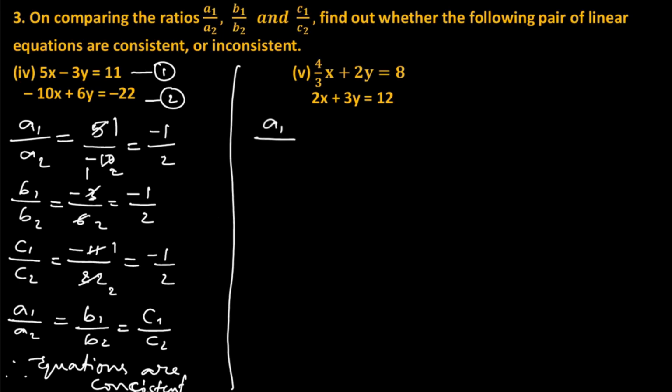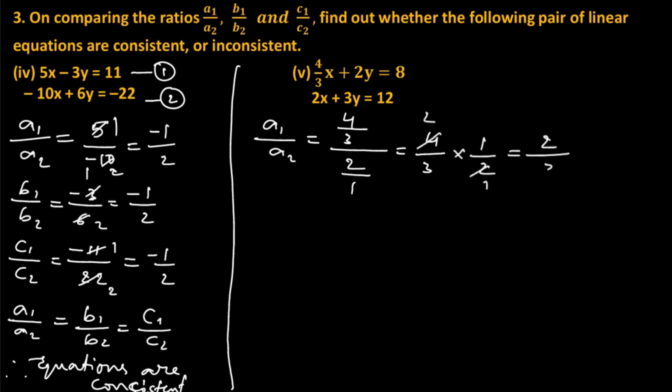Next one, a1 by a2 is equal to 4 by 3 divided by 2. Write it a little above: 4 by 3 divided by 2 by 1. If you take this 2 by 1 to the numerator, it will be 4 by 3 into 1 by 2, the reciprocal. 2 ones are 2, 2 twos are 4, 3 twos are 6, which is equal to 2 by 3.